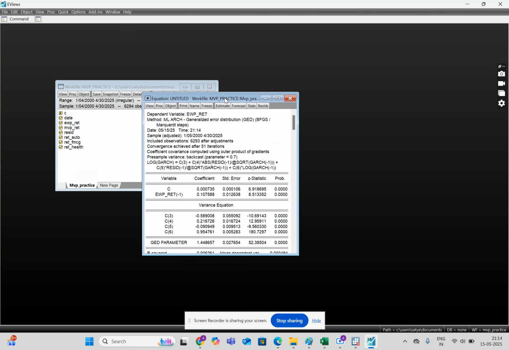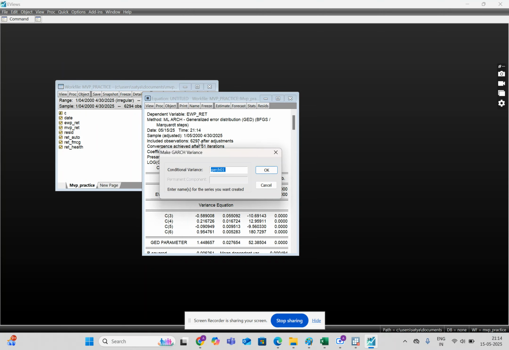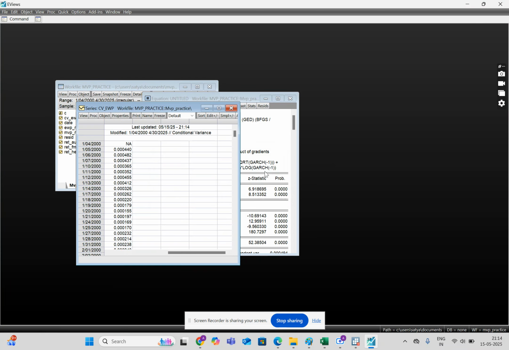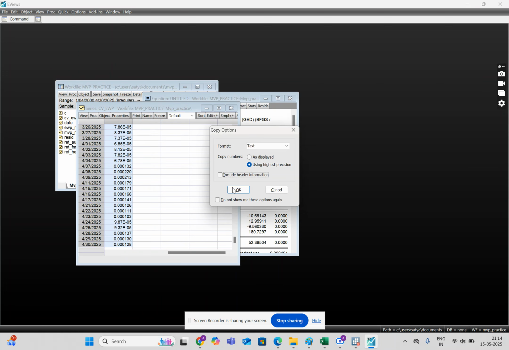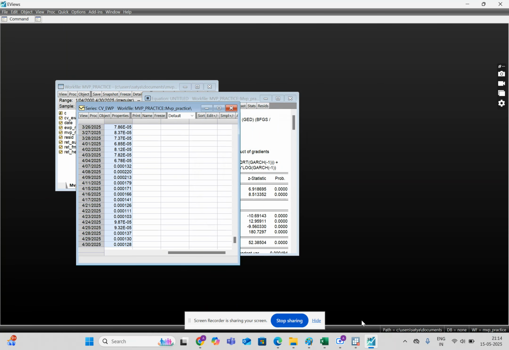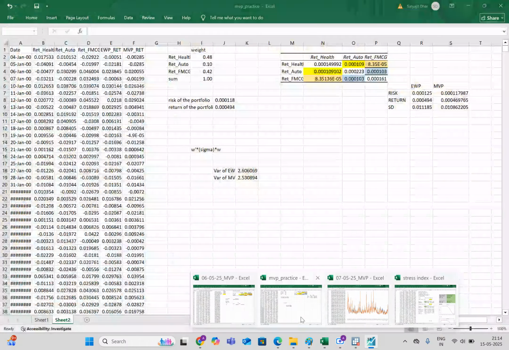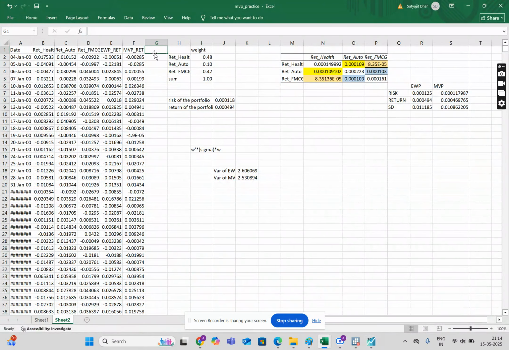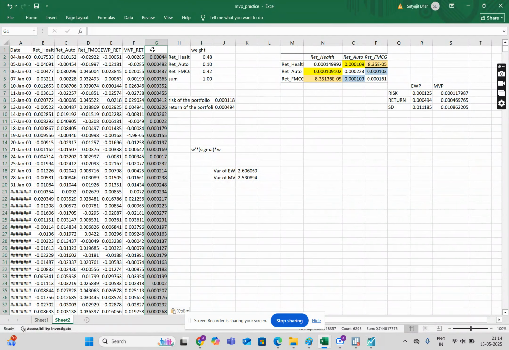So we go to Proc, we go to Make GARCH Variance Series, that is the CV. So we write CV of EWP. Okay. So now we take it onto Excel. We paste it here. So this is CV of EWP.